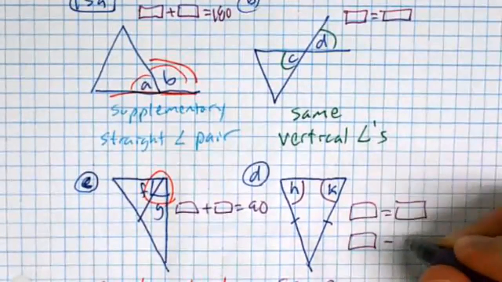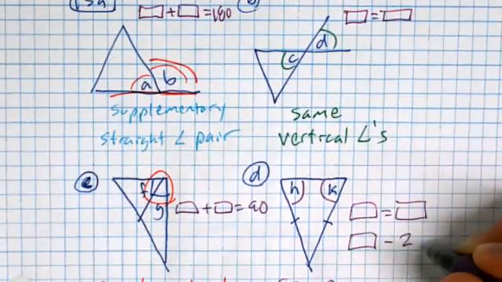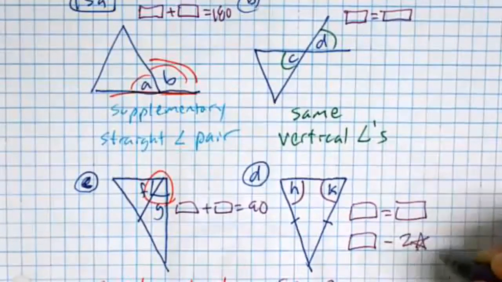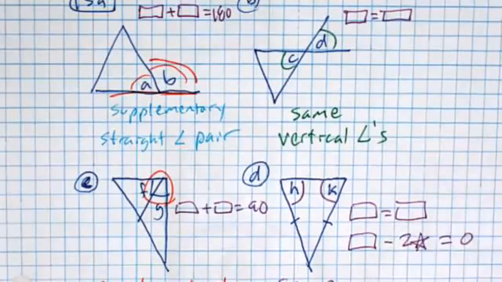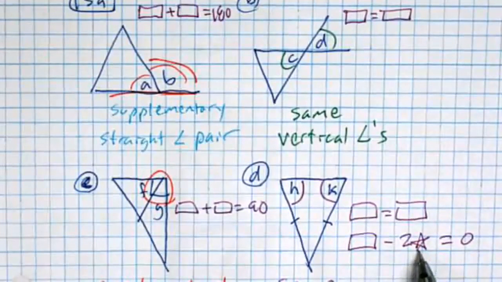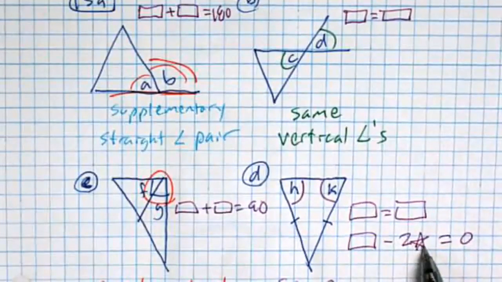Minus 2 times star. Oh, I see. Equals 0. And what is the star representing? What will represent what now? So the star is the angle, and then the blank would be what?